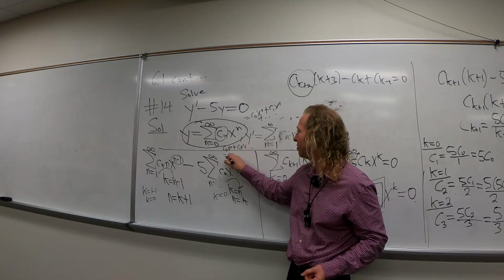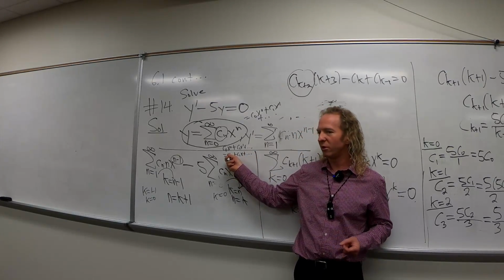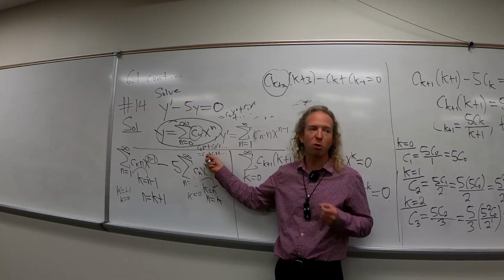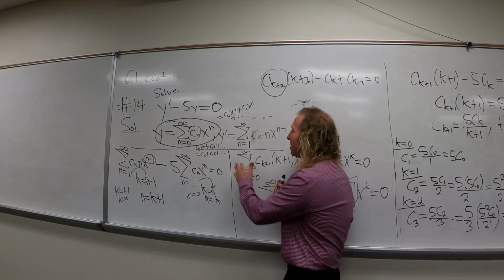So here you just get c0 plus c1x plus and so on. The derivative of c sub 0 is 0, so the 0th term goes away. It vanishes when you differentiate because it's a constant. So you shift up. The same thing would happen here.